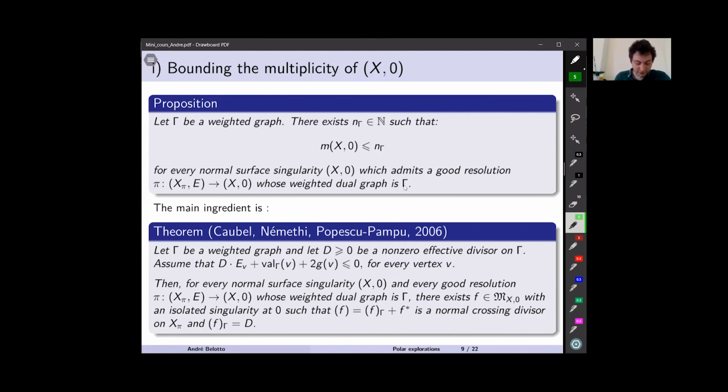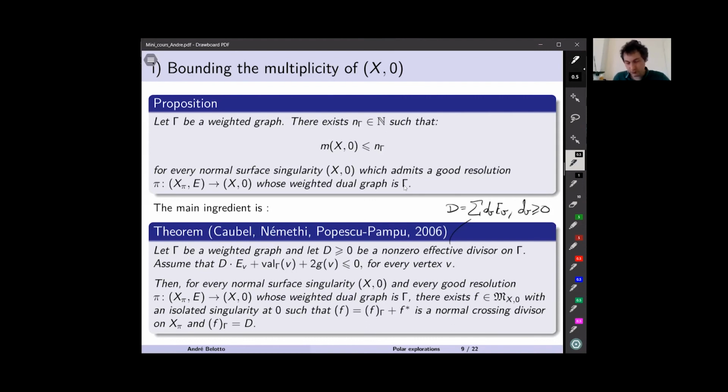Which says basically the following. We take a dual graph, we fix a dual graph, and we're going to take some effective divisor. So let me just recall, by this I mean some sum like this, where these d_v are bigger or equal to 0, some divisor over the graph. And we're going to assume some conditions that only depend on the graph and on D.